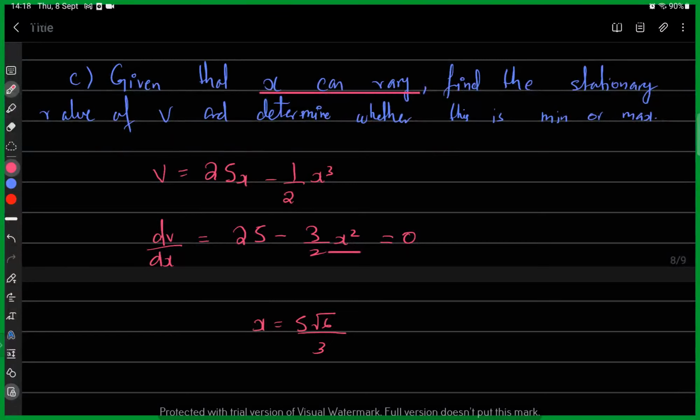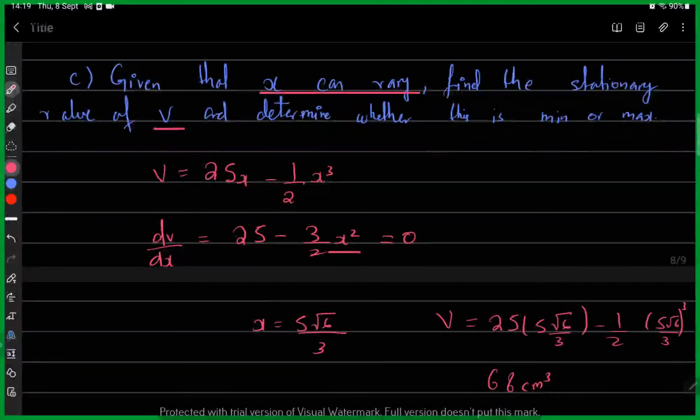Now we are done with this part. This is just the value of x. You need to find the stationary value of the volume. So what do we do? We are going to plug in this x value in the volume, 25x minus 1 by 2 x cubed. And the volume is going to be 68 centimeter cubed.